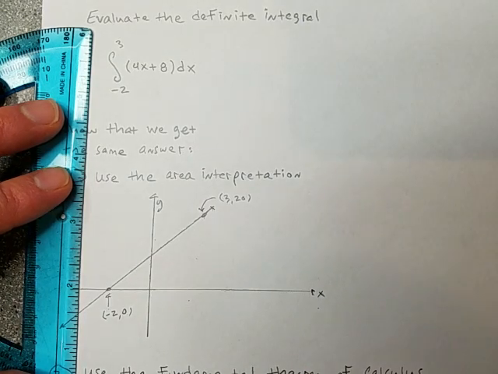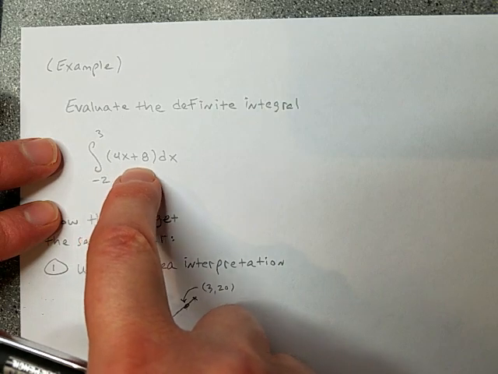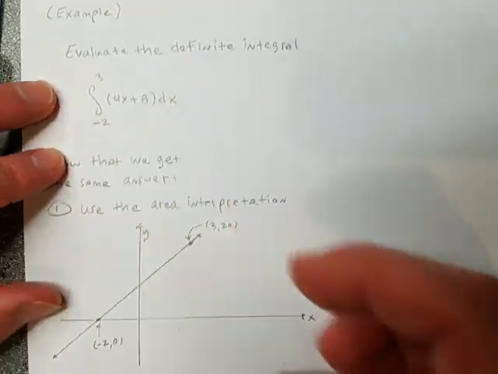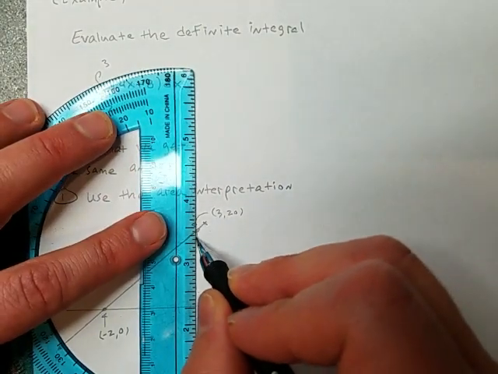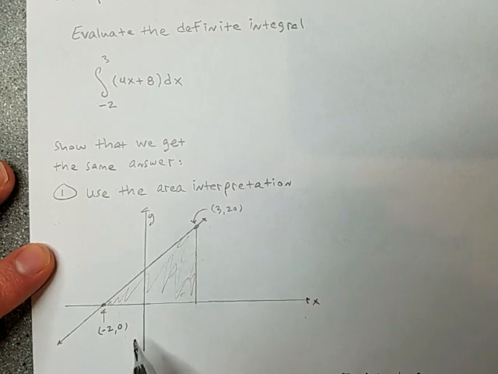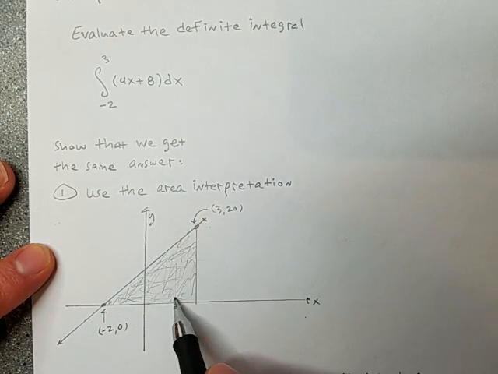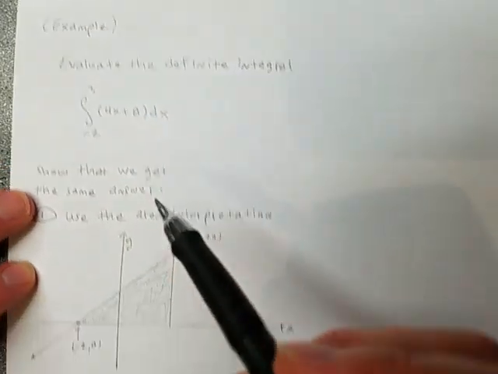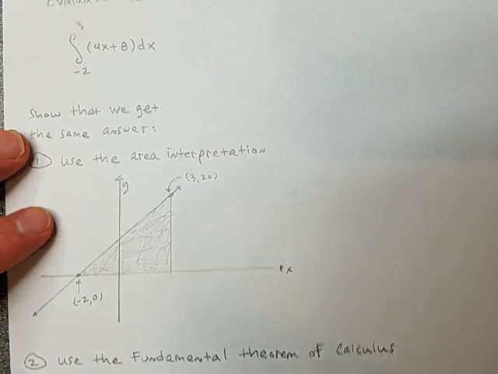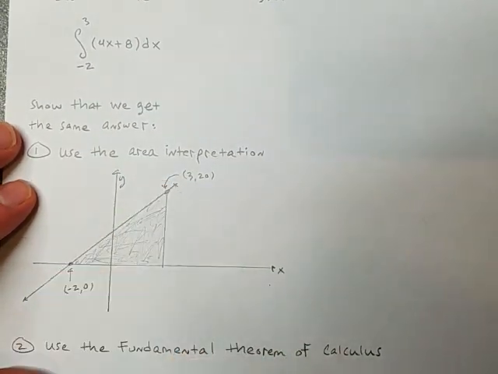Now, the way I could think about this definite integral is it's the area contained by that line and the x-axis from -2 to 3. If I look at it from -2 to 3, that would be this. That's the space contained by the curve, the function, the graph, from -2 to 3 on the x-axis. There it is. It's a triangle. So the answer to this definite integral is the area of that triangle.